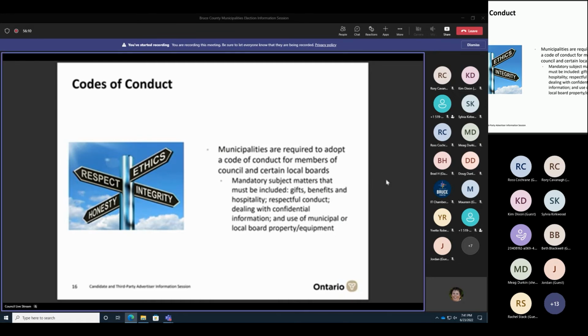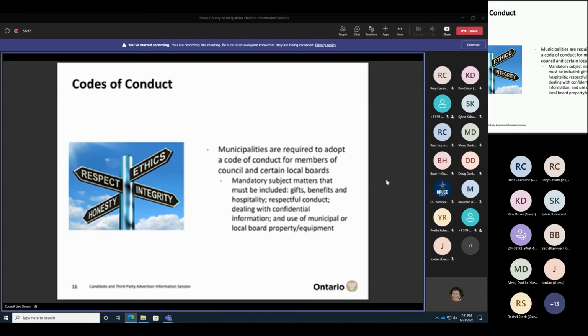Municipalities are required to establish codes of conduct for members of council and certain local boards, which must include certain subject matters. These would include gifts, benefits and hospitality, respectful conduct, including towards officers and employees of the municipality and of local boards, confidential information, and use of municipal or local board property and equipment. I'm also going to get into the role of the Integrity Commissioner. So you can stay on the slide.